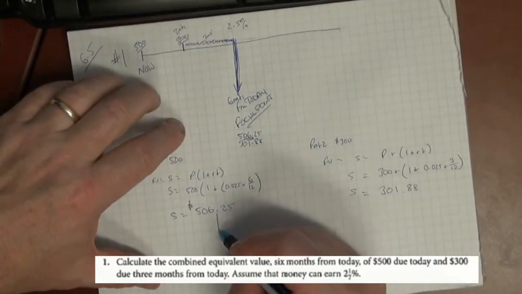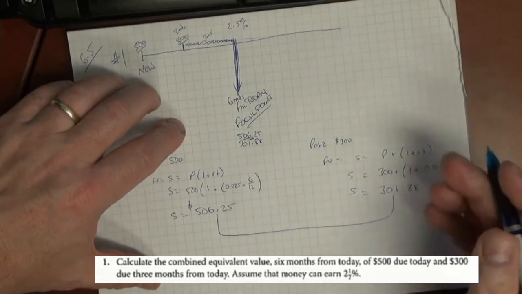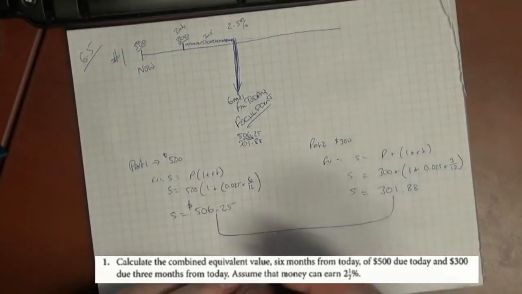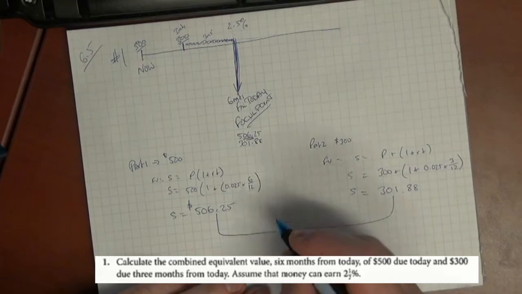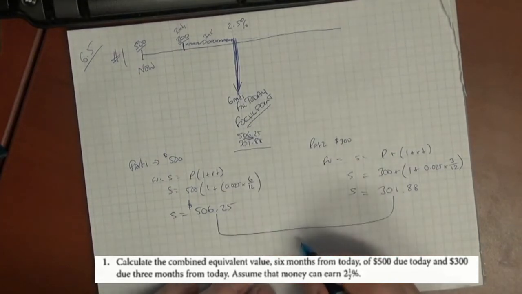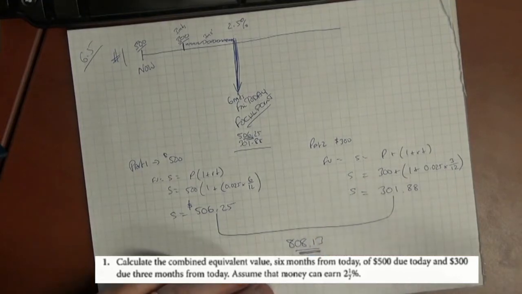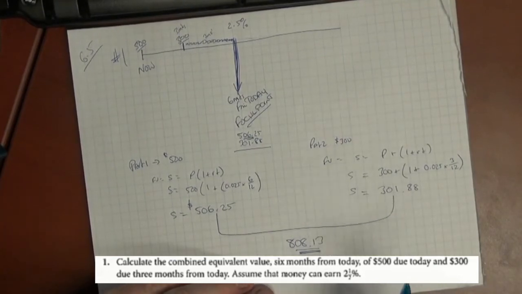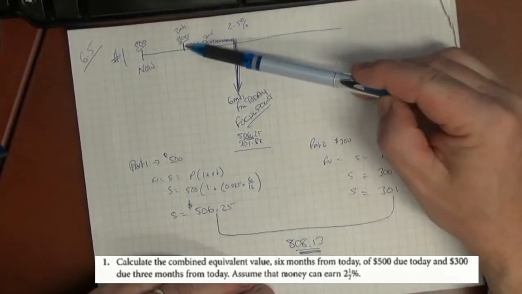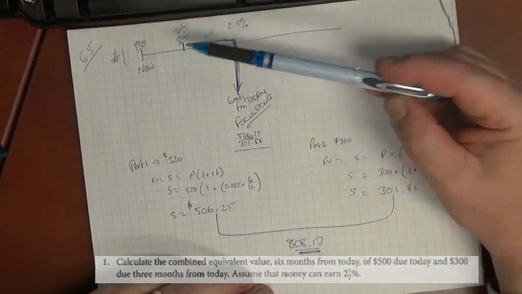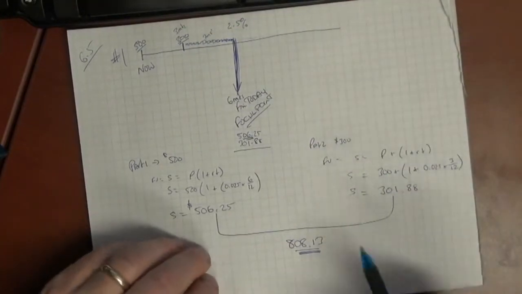So simply then, seeing we're looking at equivalent payments, we're asking what are they worth together? Well, we just add them up. When you add them up, it comes to $808.13. Essentially what we're saying is that $808.13 in 6 months' time would be as good to us as $500 now and $300 in 3 months' time. So this is what we mean by equivalent payments.